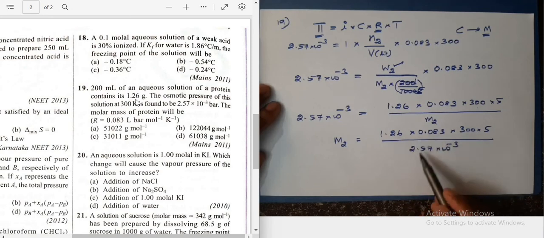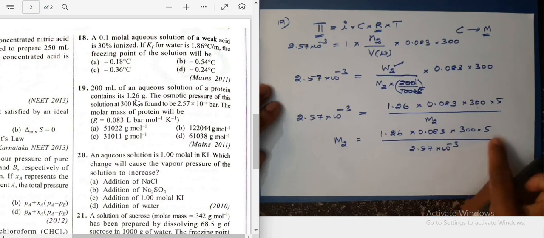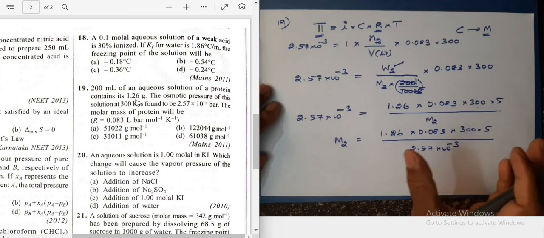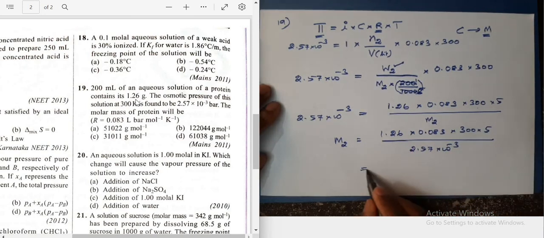Just multiply these and divide by 2.57. Bring this 10 power minus 3 to the numerator, it will become 1000. Okay, so you'll get some large value. You just go through the options.